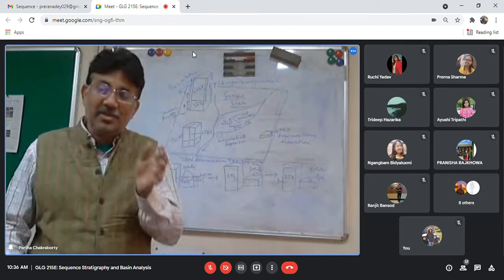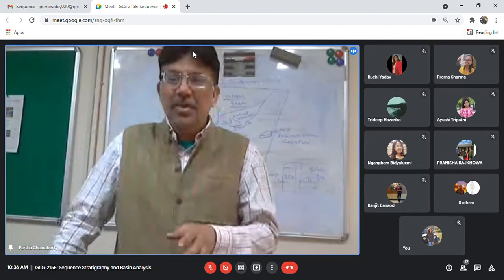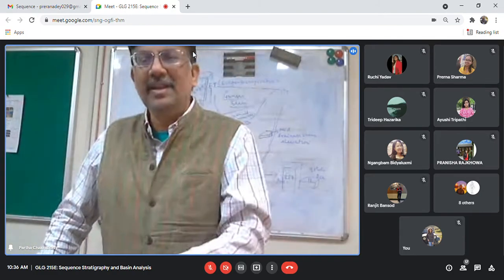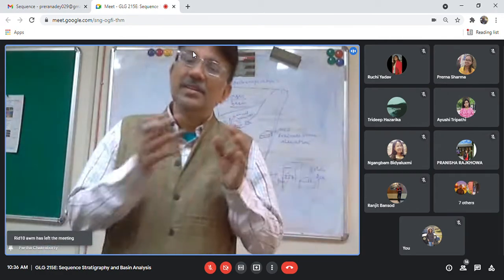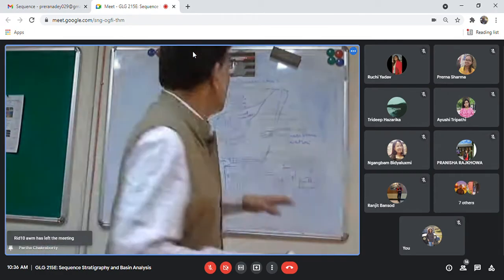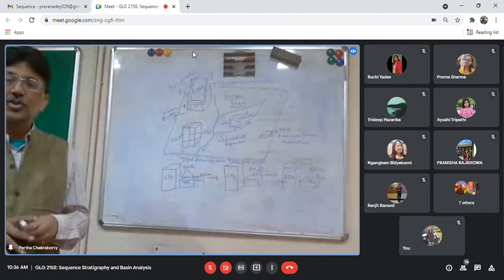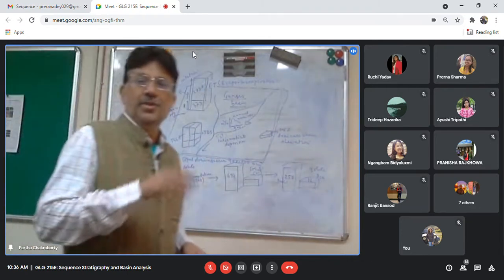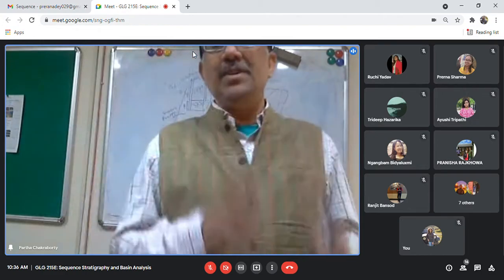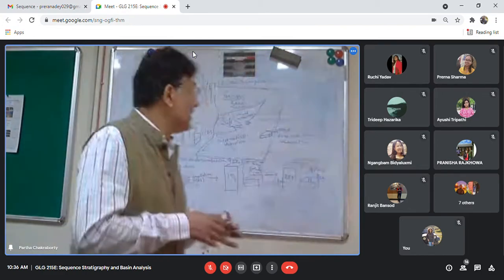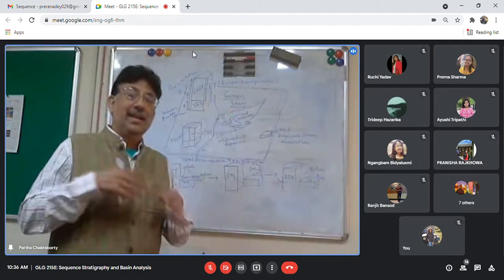It is responsible for both mechanical and chemical denudation of the land. So this denudation of the land is happening because of the surface runoff, which is the balance between the precipitation and evapotranspiration, and that is responsible for both mechanical and chemical denudation.